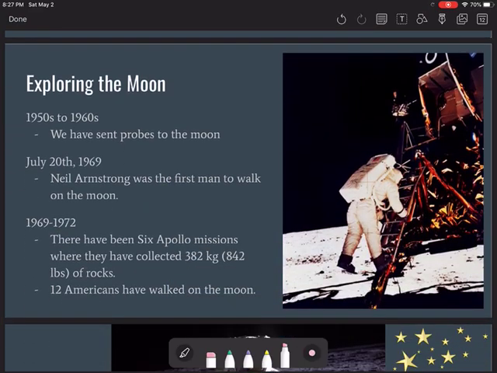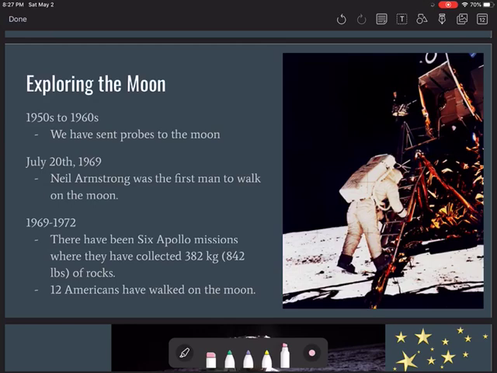All right. Anywho, last little bit: exploring the moon. So in the 50s and 60s, we sent probes to the moon. Okay, so we sent things to check out the moon, but never a person in that time. However, on July 20th, 1969, Neil Armstrong was the first man to walk on the moon. Pretty dope. Here's a photo.